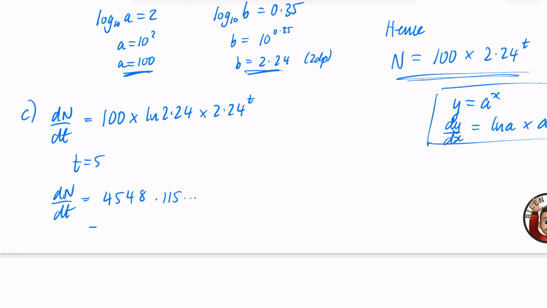4548.115. I'm going to do it to 3 significant figures, which is 4550 bacteria per hour. And I will tell them that this is 3 significant figures.